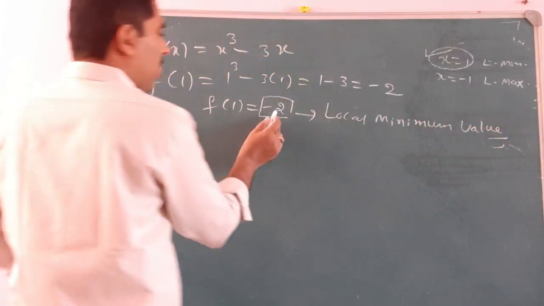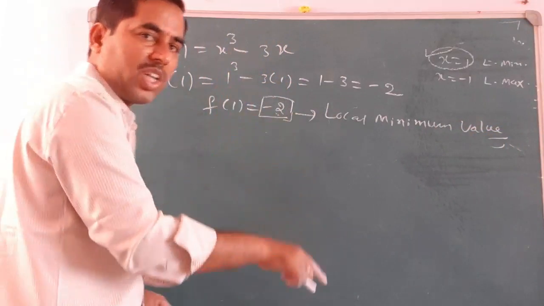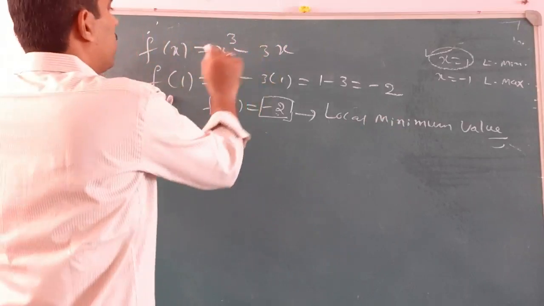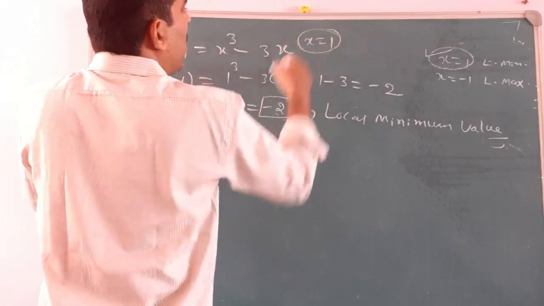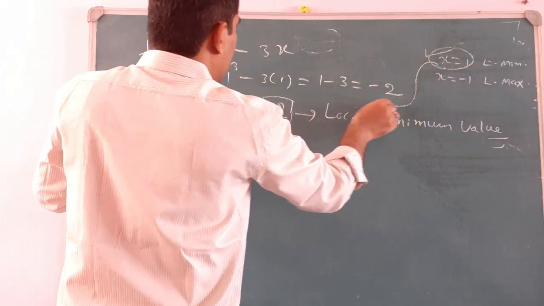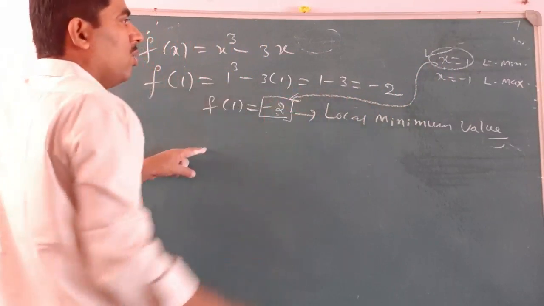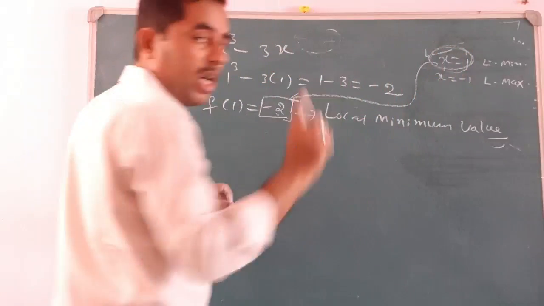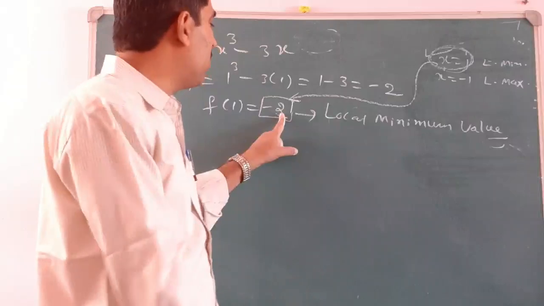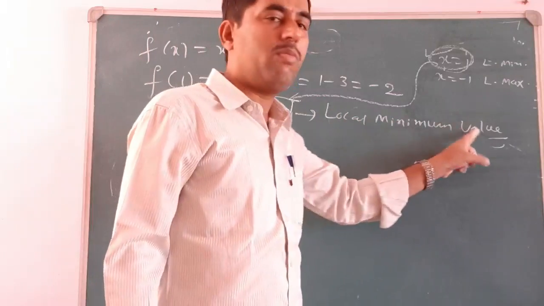At this point the function has a minimum. Which point have we taken? x is equal to 1. At x is equal to 1, the function attains the minimum value minus 2. That is the local minimum value.